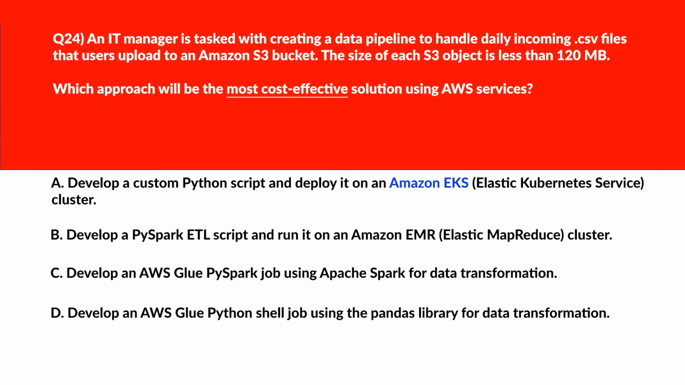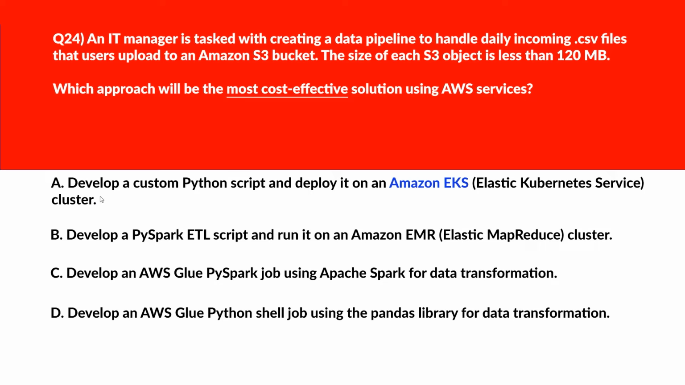Alright, now let's look at a question which is about creating data pipelines to handle incoming files which are in .csv format, which users upload to an S3 bucket, and the size of each object is less than 120 MB. So let's look at the options now.